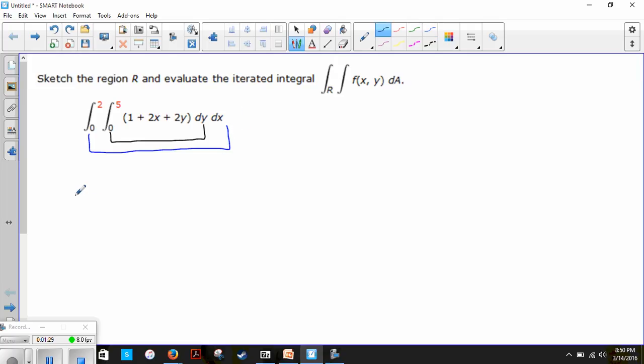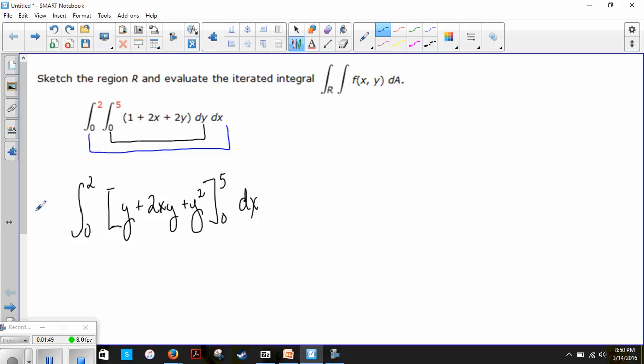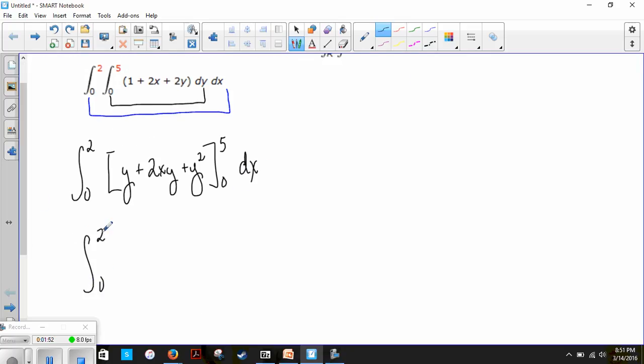So if I start with the inside, copy the 0, 2. I'm going to integrate with respect to y, and so this is going to be now a y plus 2xy plus a 2y squared over 2, so just a y squared, and now we're going to go from 0 to 5. When I plug in the 5, I'm going to get a 5 here and a 25 there, so that will combine to a 30. And then when I plug in for the y here, I'm going to get 2 times x times 5, so how about a 10x?